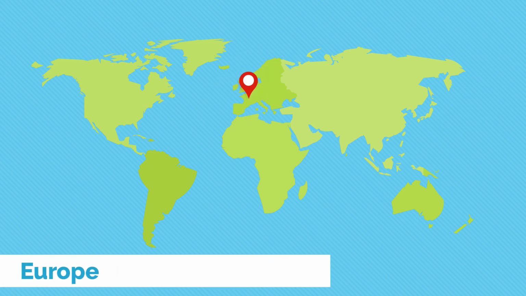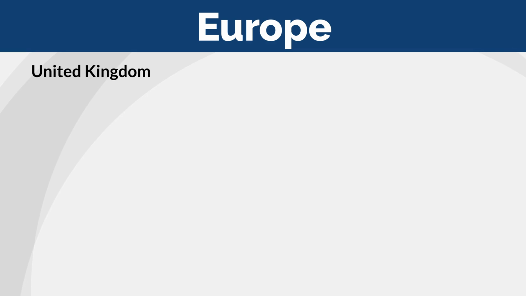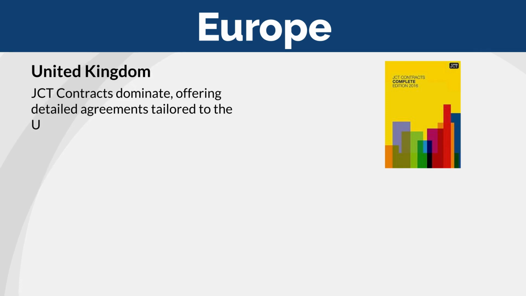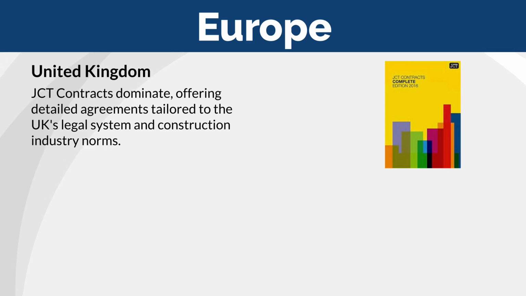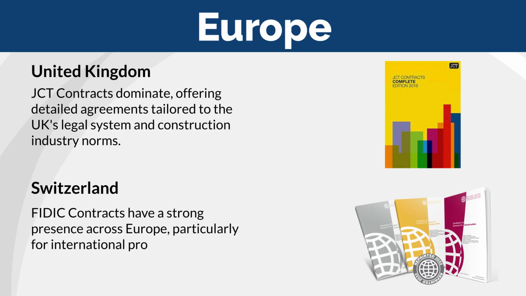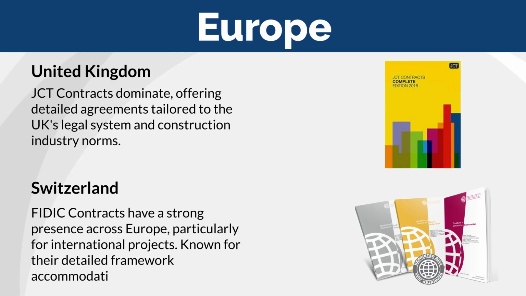Europe. In the United Kingdom, the JCT, the Joint Contracts Tribunal contracts, dominate, offering detailed agreements tailored to the UK legal system and construction industry norms. These contracts cater to various project types, from large commercial buildings to small residential works. FIDIC contracts, with their origin in Switzerland, have a strong presence across Europe, particularly for international projects. Known for their detailed framework accommodating various project types, FIDIC contracts facilitate a clear understanding and management of construction projects across borders.